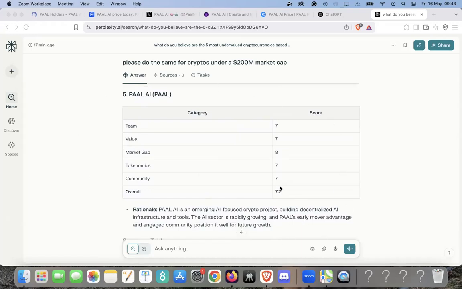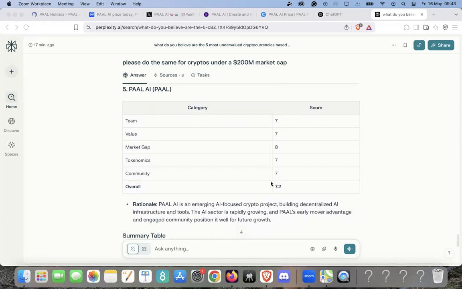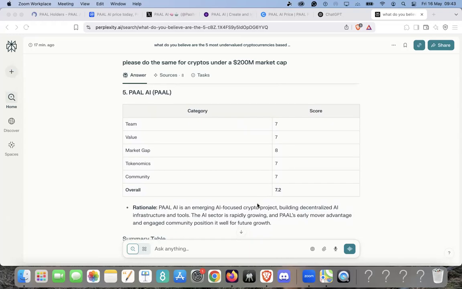And of course, with the AI narrative, I thought, let's look into this project. Let's have a little look. Let's see what it's up to. It says PAAL AI is an emerging AI-focused crypto project building decentralized AI infrastructure and tools. The AI sector is rapidly growing, and PAAL's early mover advantage and engaged community position it well for future growth.